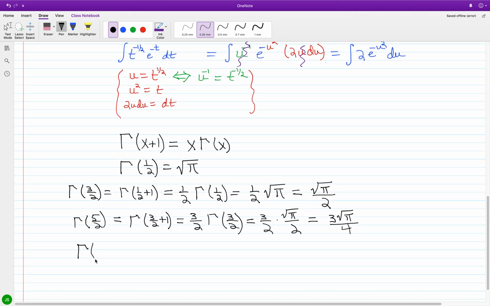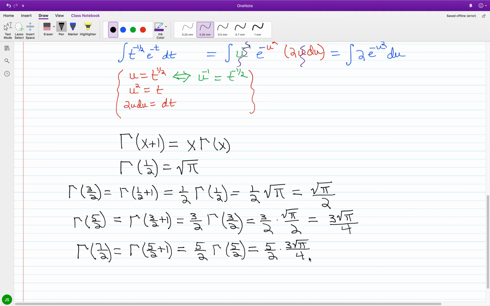Now we'll just take one more. So we have gamma of 7/2. So we're looking at gamma of 5/2 plus 1. Then we have 5/2 of the gamma of 5/2. This time we're going to have 5/2 times 3/4 of the square root of pi. So for gamma of 7/2, we're going to have 15/8 of the square root of pi.